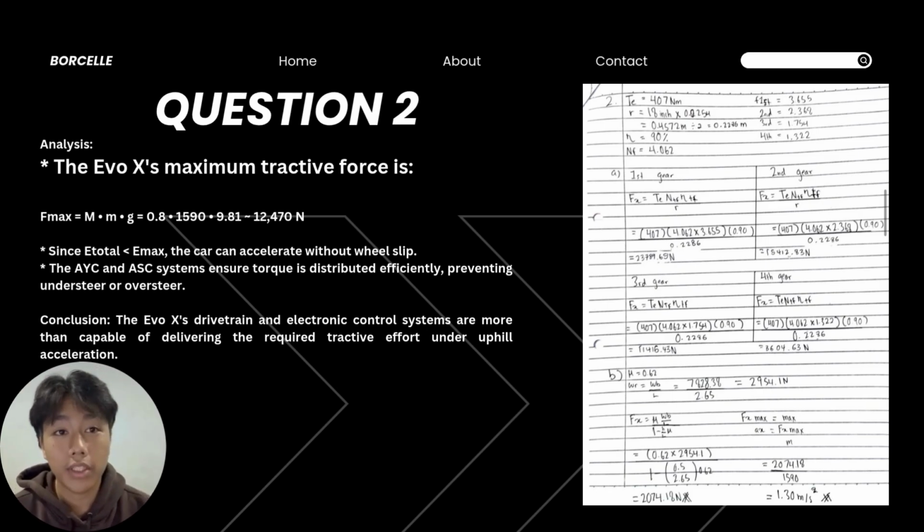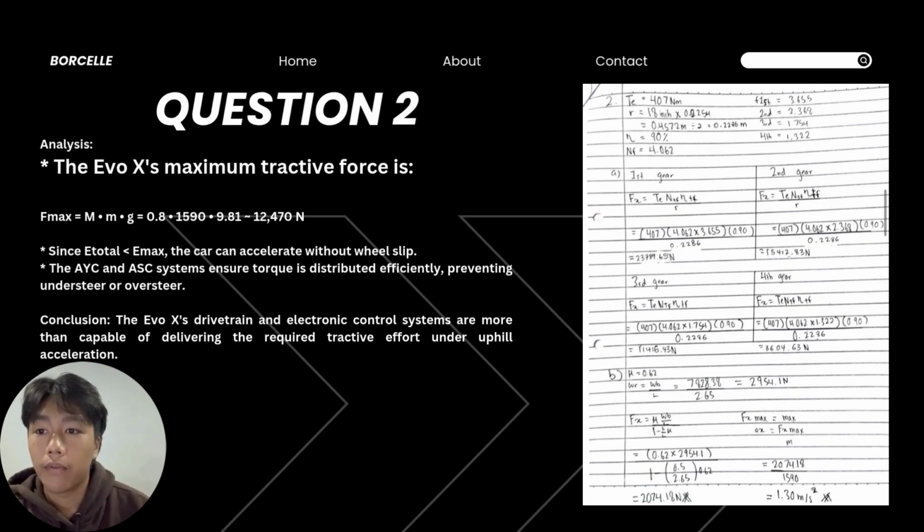Alright, now for question 2, there are two parts, question 2A and 2B. As you can see from the calculation shown, for question 2A we have to determine the vehicle tractive force from the first until the fourth gear. While for question 2B, we have to determine the traction limited acceleration if the coefficient of friction is 0.62.